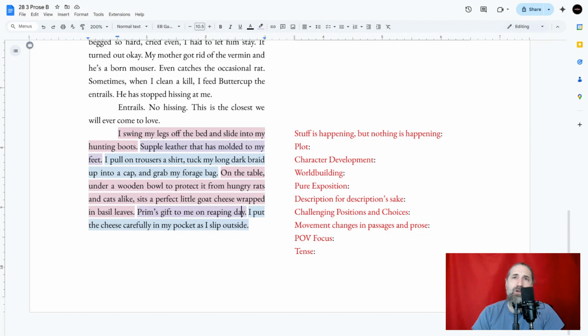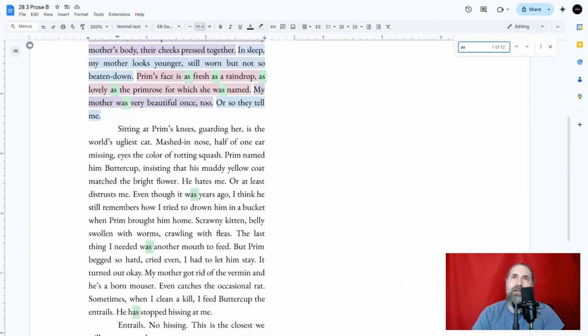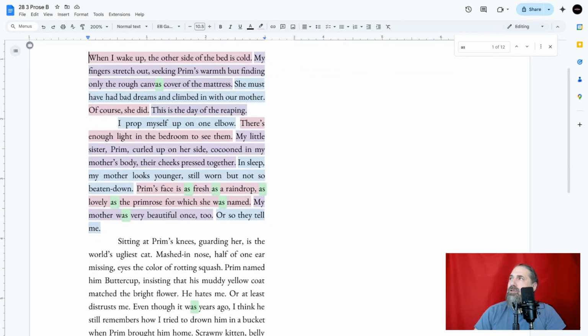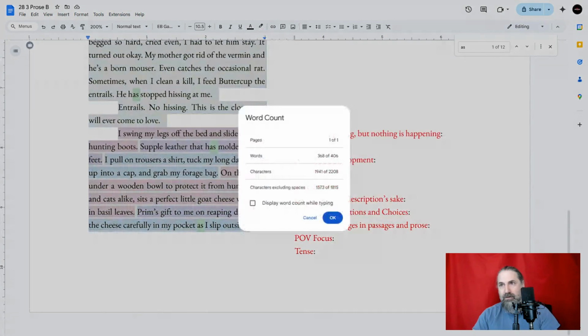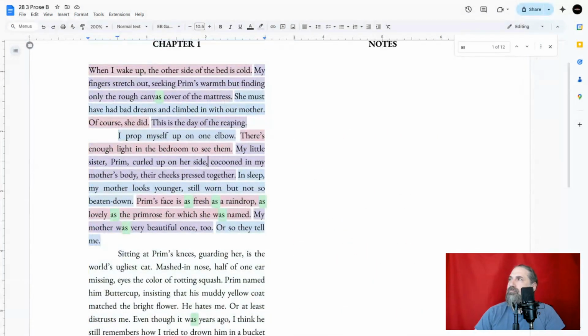And after that, she describes the cheese. It's a gift from the reaping. So what does she do? She puts the cheese carefully in her pocket. So she gives it some quote unquote emotional weight "as I slip outside." Now, right? Let's see how many times she says "as." Just for fun. Now, this is only, by the way, 368 words. Okay, so this is a page. Let's see how many times it says "as."